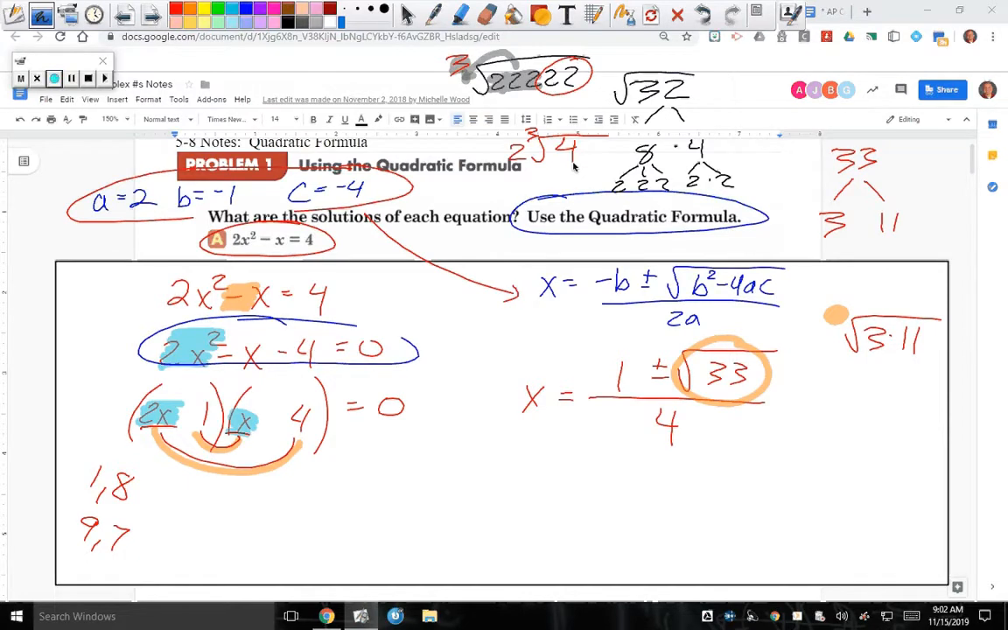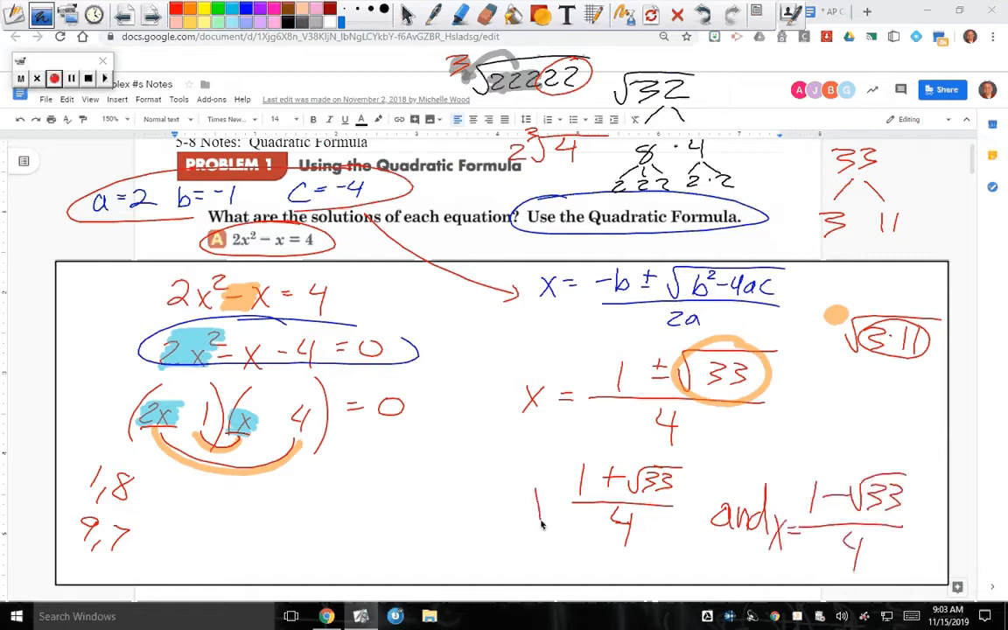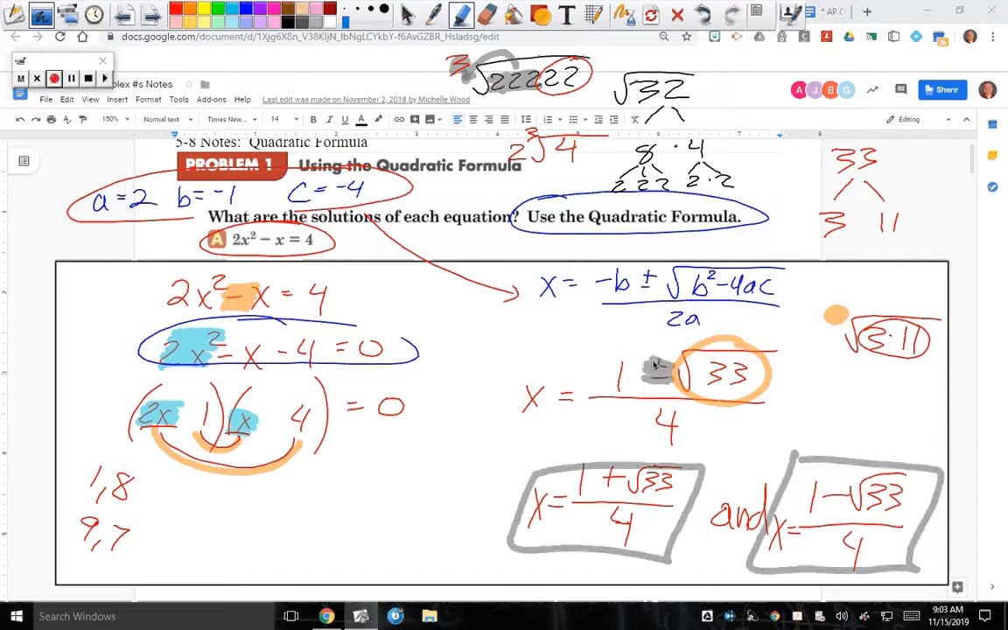So since this one doesn't have a party of 2, the 33 is going to stay there. And I have 1 plus square root of 33 over 4 and 1 minus the square root of 33 over 4. So x equals that, x equals that. Because mathematicians are lazy and don't want to write both of them, that's why they do that. Just to account for both.